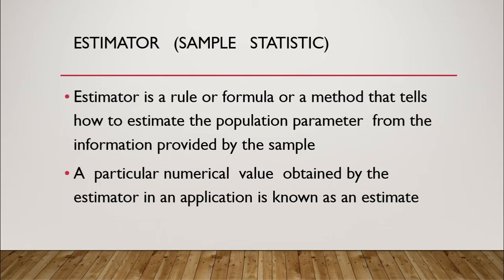So when we use an estimator, we get a unique numerical value for that estimator. The particular numerical value obtained by the estimator in a specific application is known as an estimate. See, for example, when you estimate the marginal propensity to consume, in the case of a consumption function, if you get a value like this, beta 2 hat is equal to 0.72, that value is an estimate. Beta 2 hat is an estimator, and 0.72, that is the estimate.